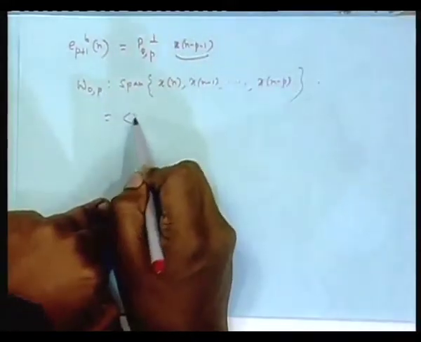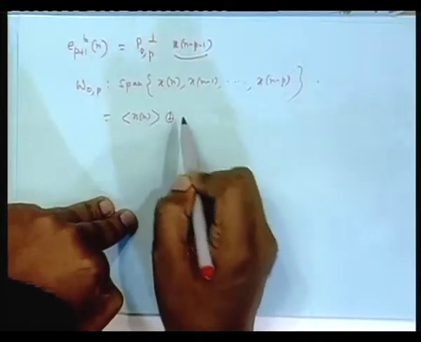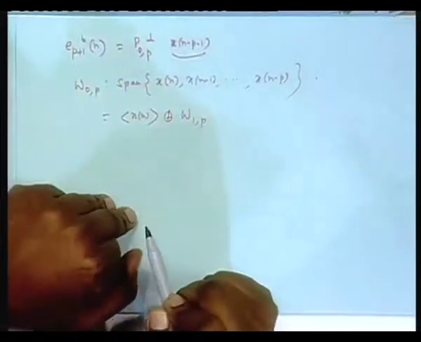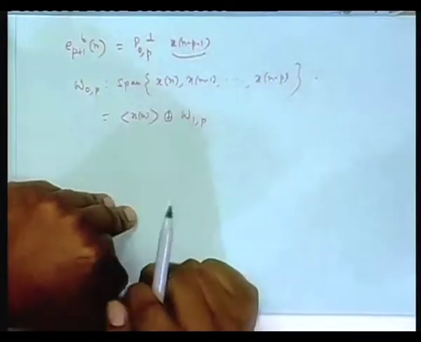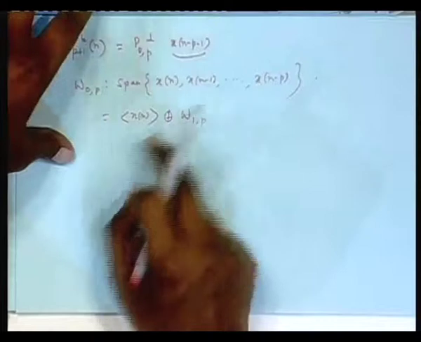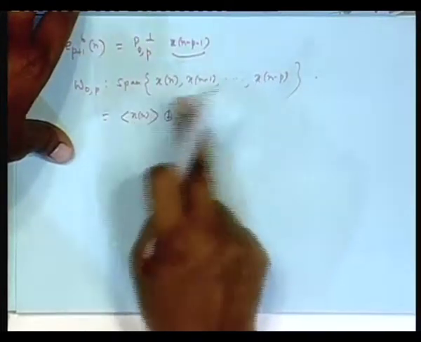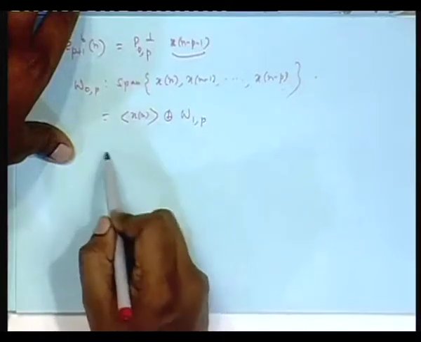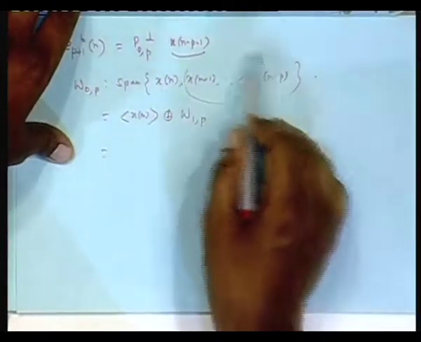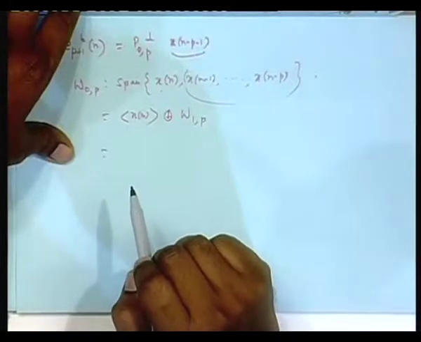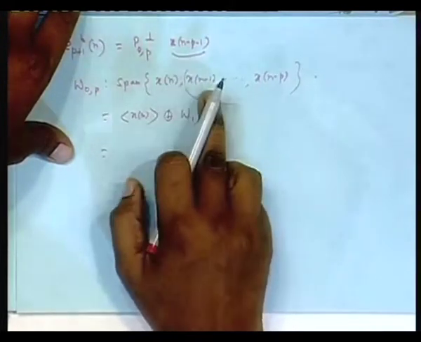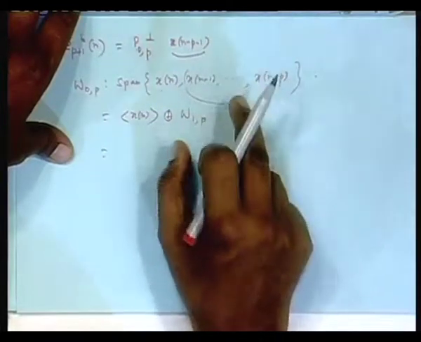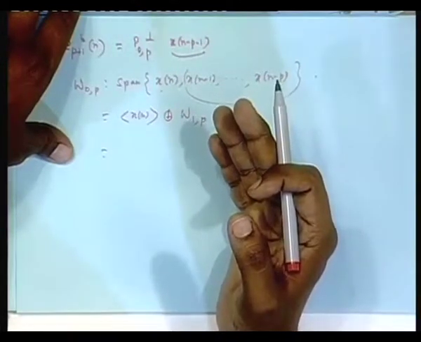If you want, you can write it this way: x n and the span of this remaining part, that is W 1 to p. But they are not orthogonal. So, I will be projecting x n orthogonally on this and take the error. Then this direct sum becomes an orthogonal sum. If I project x n on this part, what is the error? After all, x n projected on what? x n minus 1 to x n minus p, the space of that. The error is the forward projection error, pth order.